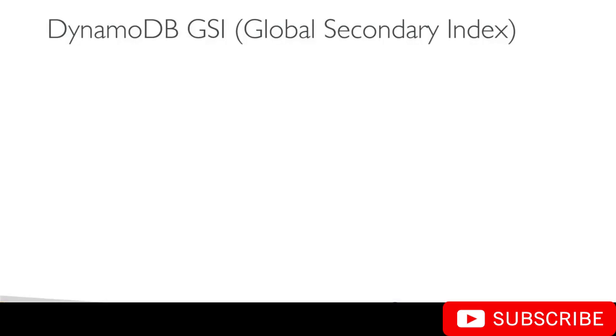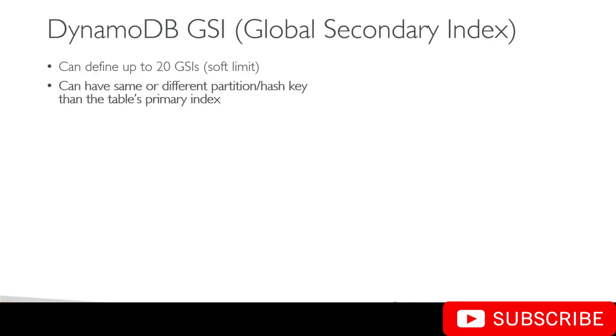Let's look at the global secondary indexes. You can define up to 20 global secondary indexes, or GSIs. Again, this is a soft limit. What's different with GSIs is that they are not restricted to use the partition key of the table. So you're free to choose your partition key and sort key as you please. Depending on your application's access patterns, you can choose to create a global secondary index.